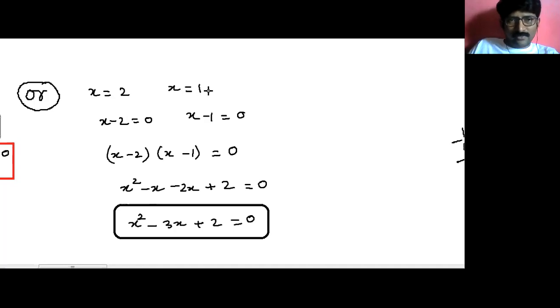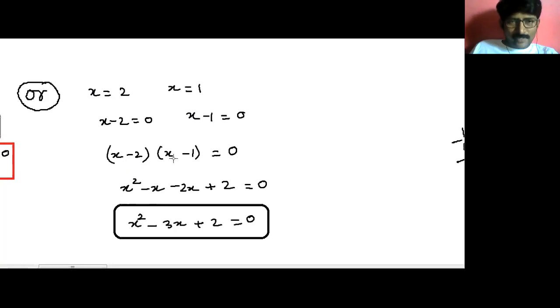And when x is equal to 1 means x minus 1 would be 0. And now if we multiply these two equations, x minus 2 into x minus 1 will be equal to 0.